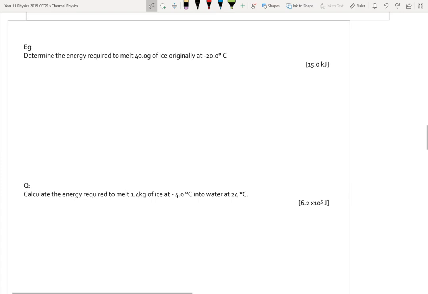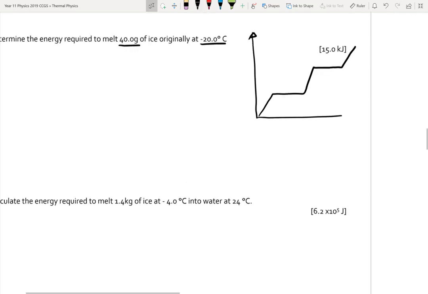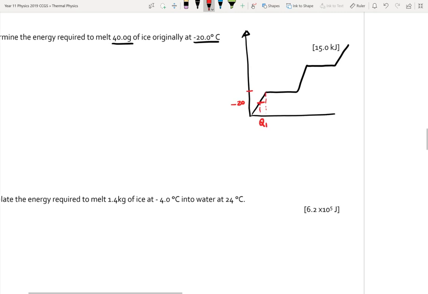Let's look now. It pays sometimes to very quickly sketch a heating curve and figure out where we are at. So we're currently here, negative 20. Not only do we need to get our, that's Q1, we need to get our ice from minus 20 to 0. Then we need to get it across to here.